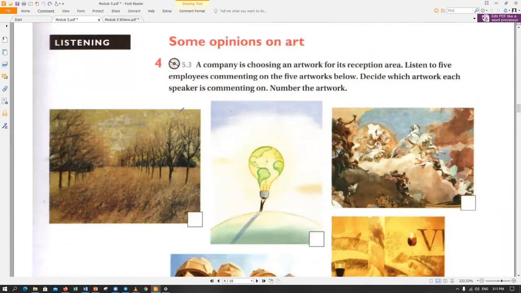Listening: some opinion on art. Remember, when you do an exercise, don't forget to read the instruction first.